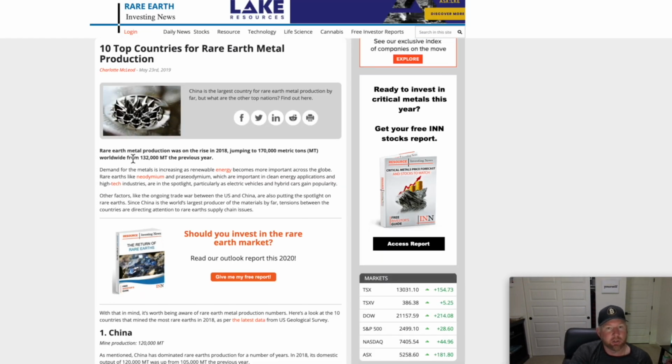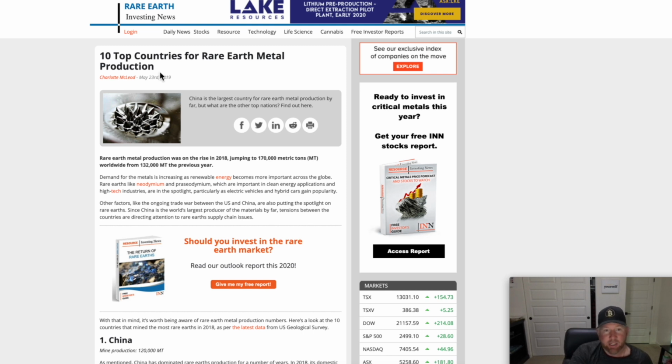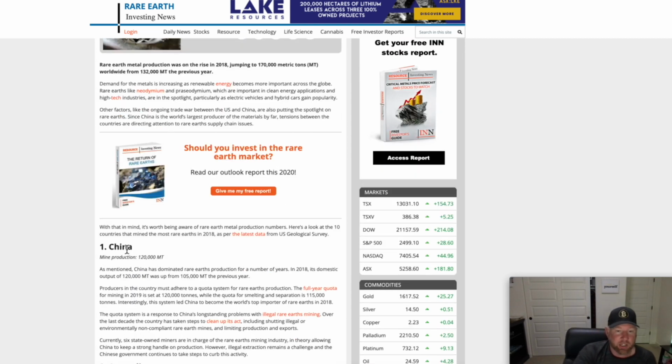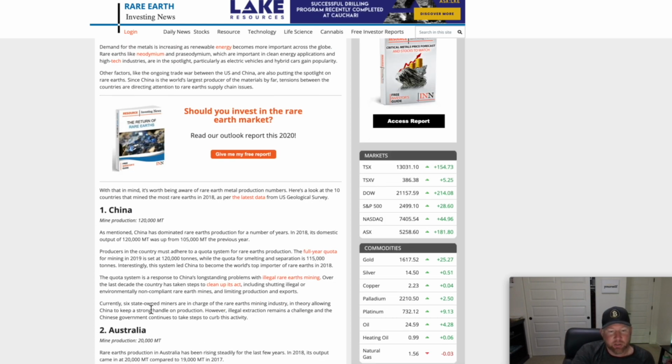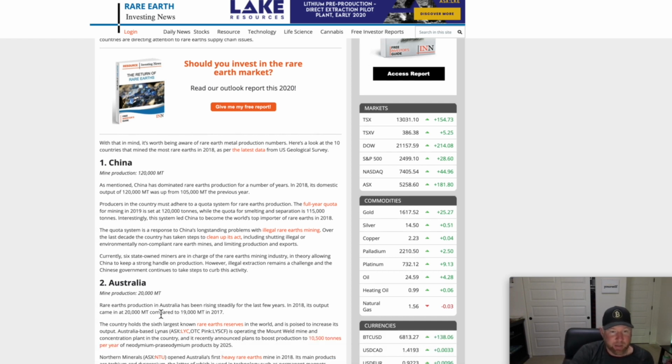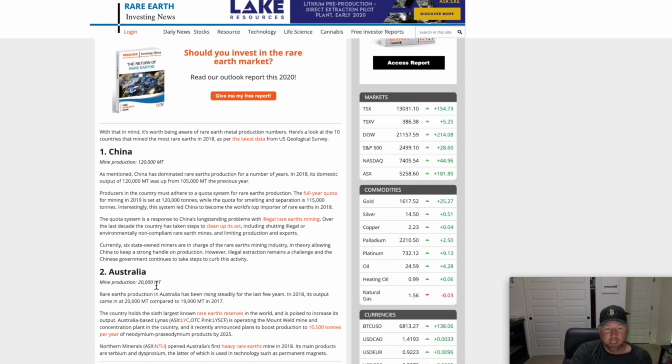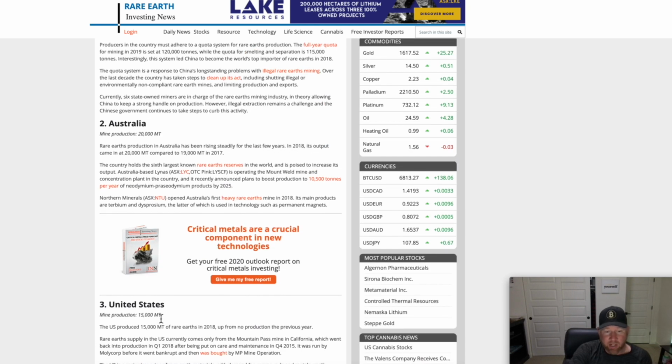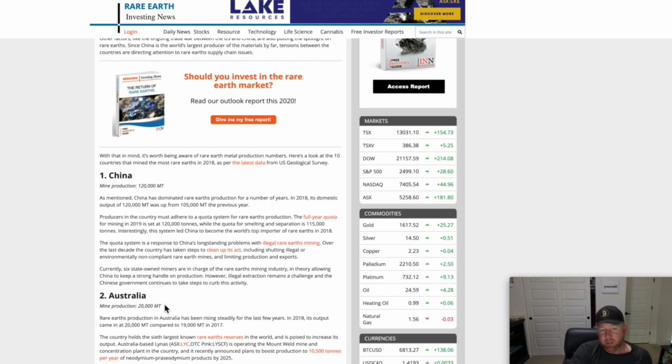So just to show you who dominates the top 10 countries in the world for rare earth metal production, you can see here's China at 120,000 MT, right? So that's metric tons. Now, the next closest country on that list is Australia at 20,000. So you can see that China produces quite a bit. They produce 7 times more metric tons than Australia, and the United States at 15,000 metric tons. So you can see even with Australia and the United States combined, China still outproduces them by a long shot.